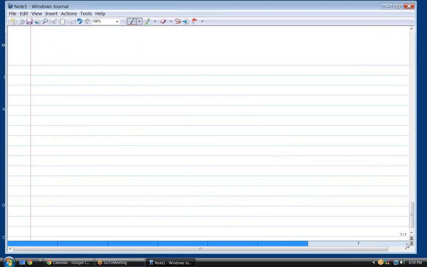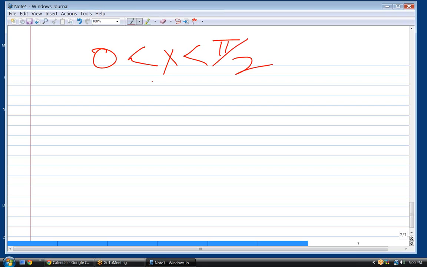Okay, so they have next. I haven't really done this before. What is it? It's solve the following equations. And it says 0 is less than x, and x is less than pi over 2. That says first quadrant.